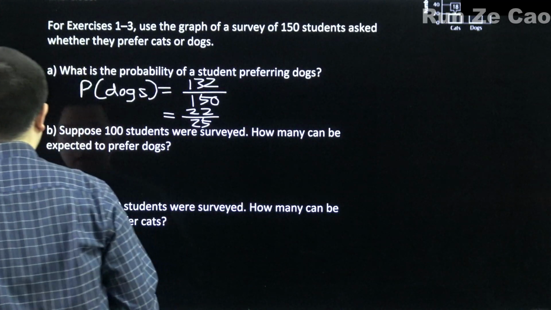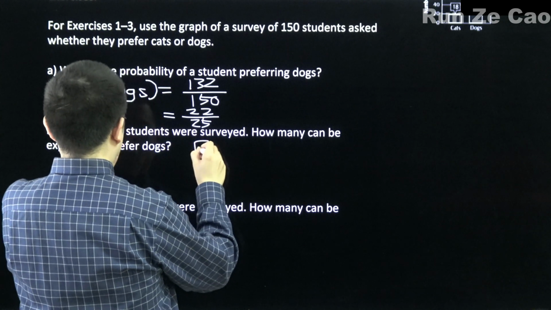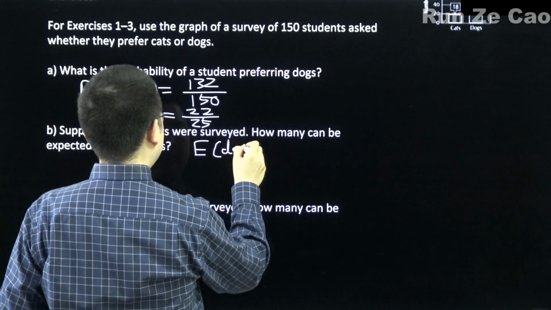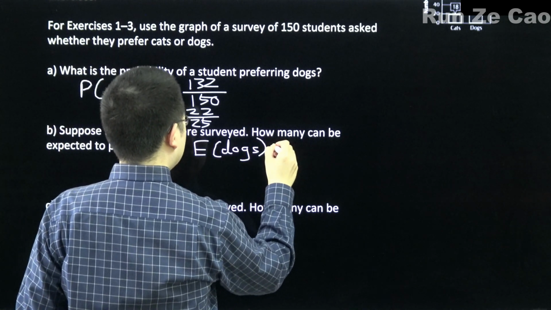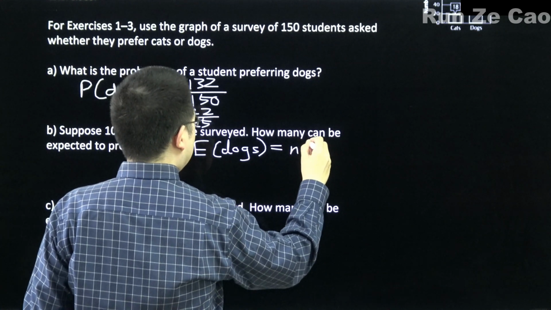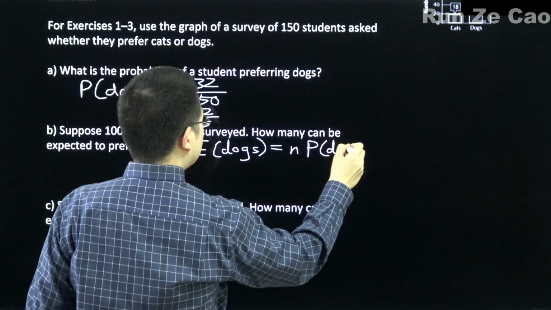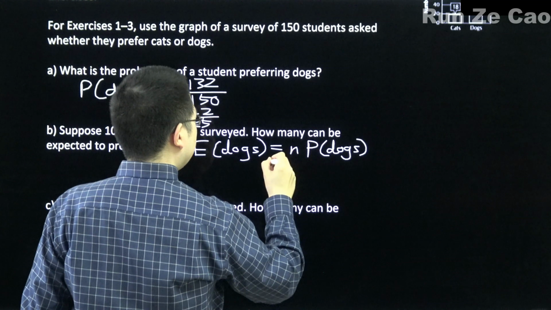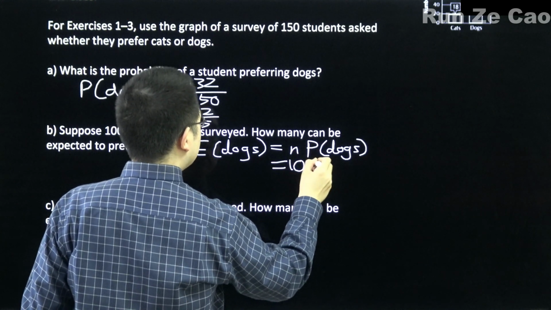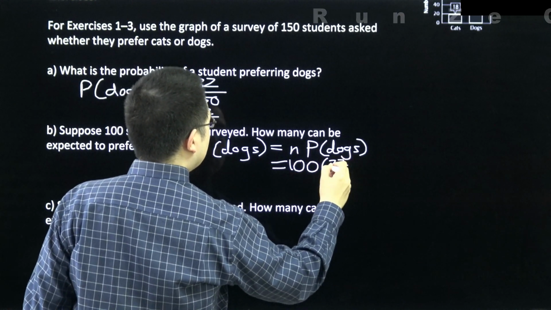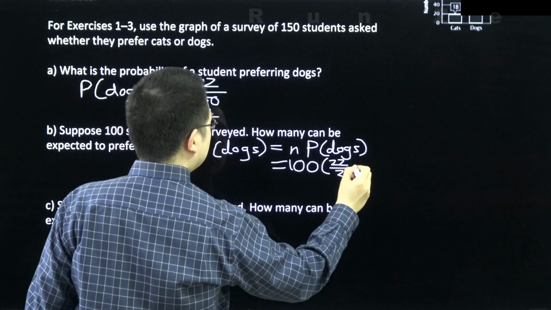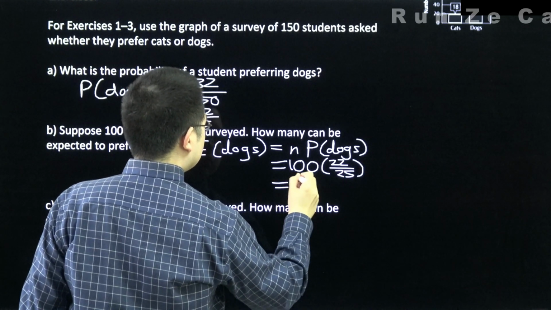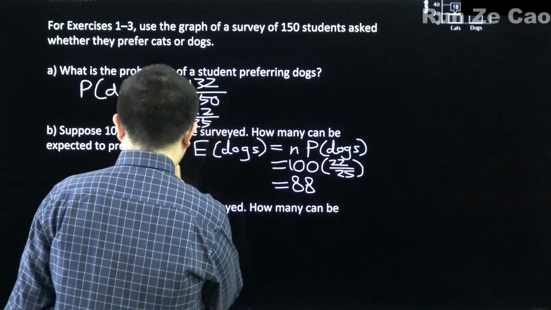Well, expectation dogs equals number of trials multiplied by probability dogs, which is going to be 100 times 22 over 25, which is equal to 88.